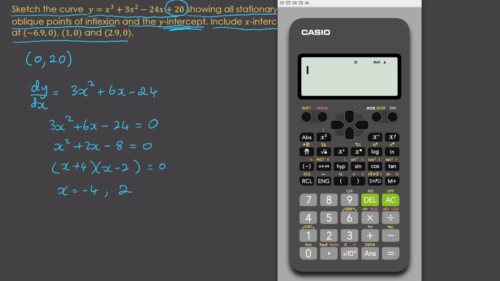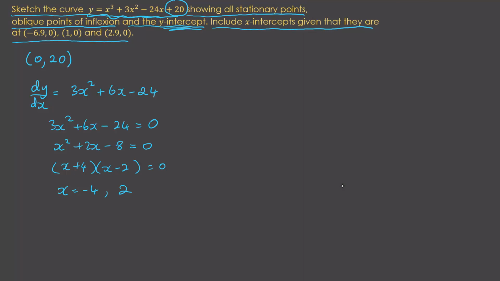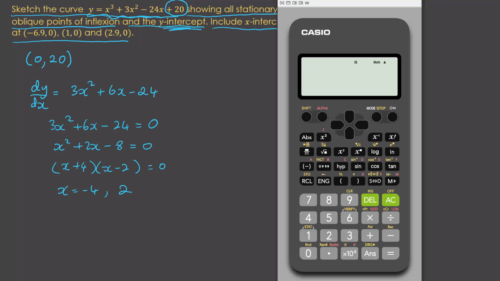So if x is negative 4, then for the y value, we have to go back to the y equation. The y value would be negative 4 cubed plus 3 times negative 4 squared, take away 24 times negative 4, add 20. That gives me 100.